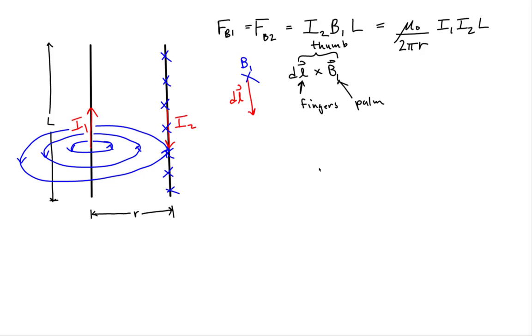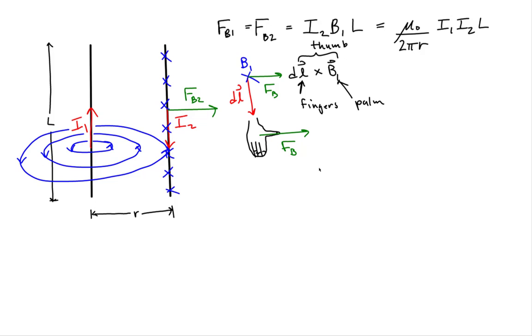So when we do that, my right hand, when I face it down, will have its thumb pointing to the right. And because the thumb of my right hand is pointing to the right, that means that the magnetic force on wire 2 is to the right due to wire 1's magnetic field.